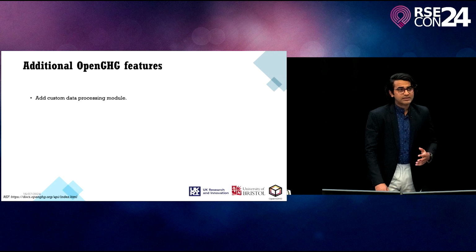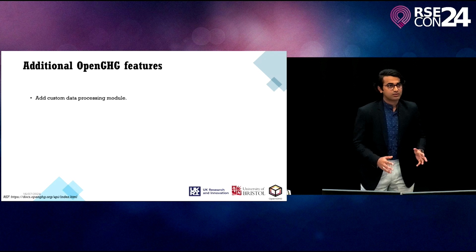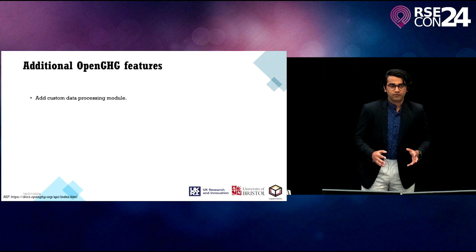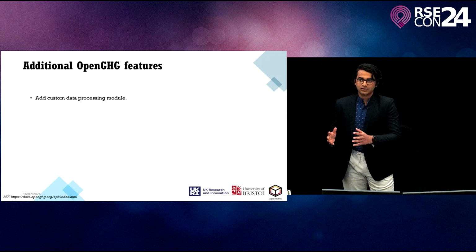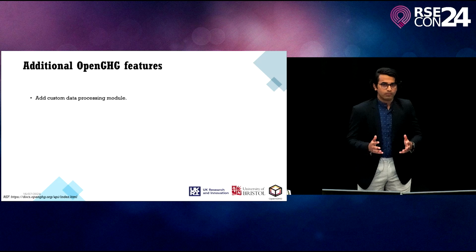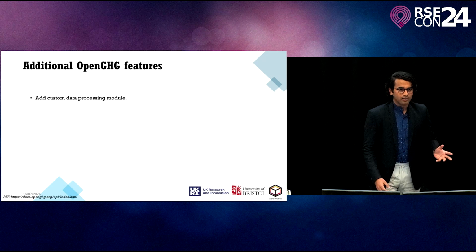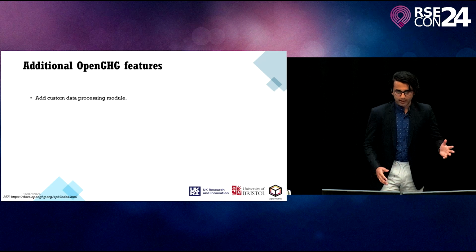What are the additional OpenGHG features? The additional OpenGHG features include a custom data processing module. So if any researcher has their own data captured in their own way and wants to make sure that it is served by OpenGHG, then they can either request it or create their own PR.